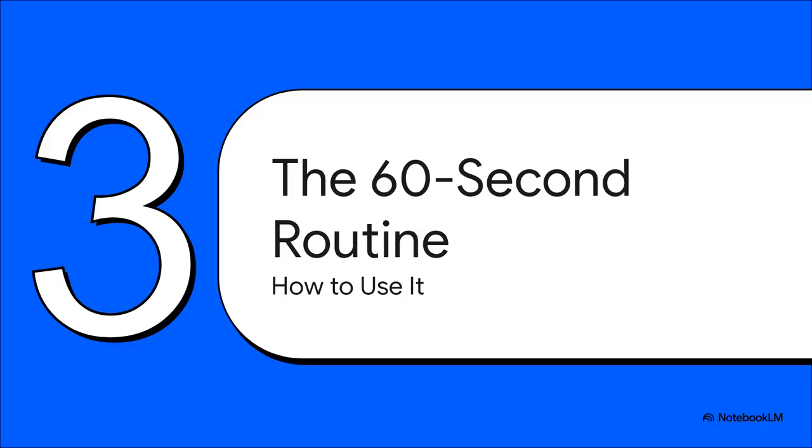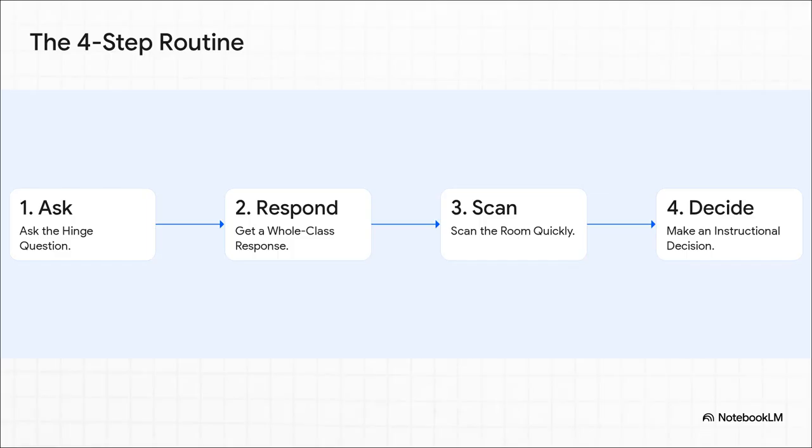So let's talk about putting this into practice. How does this actually look in a classroom? The beauty of this whole thing is its speed. This is not a pop quiz. It's a quick 60-second pulse check. The routine is just 4 simple steps. 1, you ask the question. 2, you get everyone to respond at once, maybe with mini whiteboards or just holding up fingers, whatever works for you. 3, you do a quick scan of the room. And 4, you make a decision about what to do next. It's a rapid-fire, powerful feedback loop happening right there in the moment.